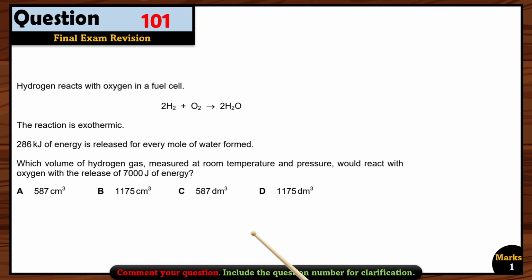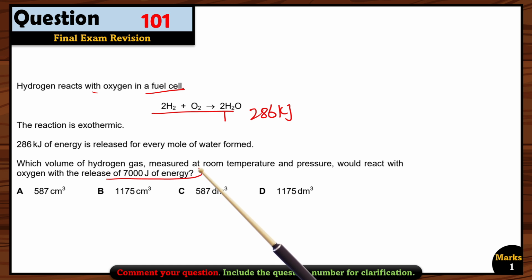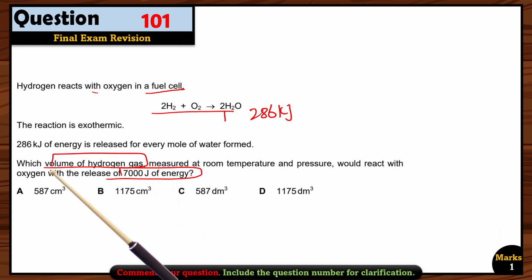Question 101. Hydrogen reacts with the oxygen in a fuel cell. 2H2 plus O2, we know the reaction is exothermic. 286 kilojoule of energy is released for every 1 mole of the water formed. So for 1 mole it is 286 kilojoule. Which volume of hydrogen gas measured at room temperature and pressure would react with the oxygen with a release of 7,000 kilojoule of energy? So you have to find the volume of the hydrogen gas.